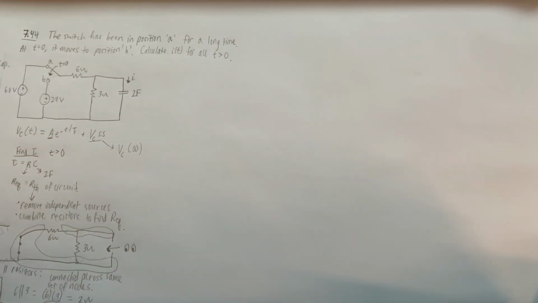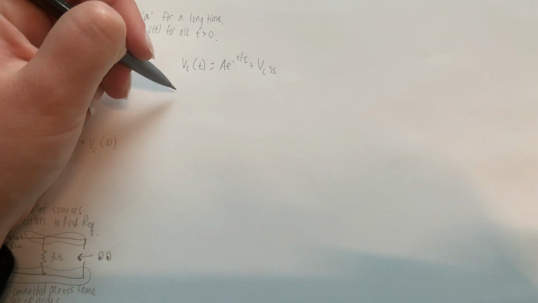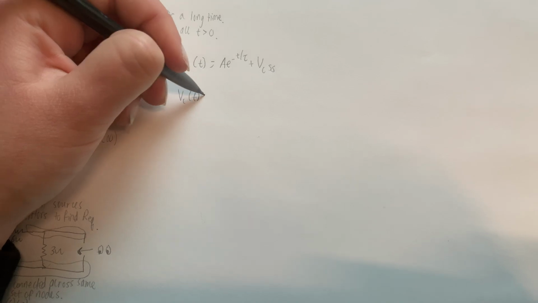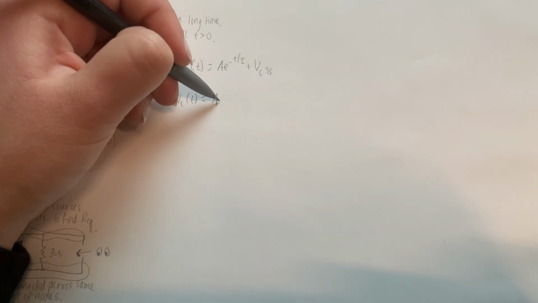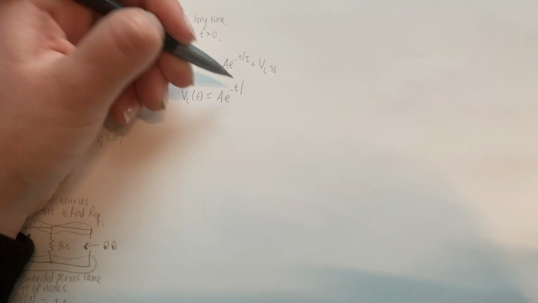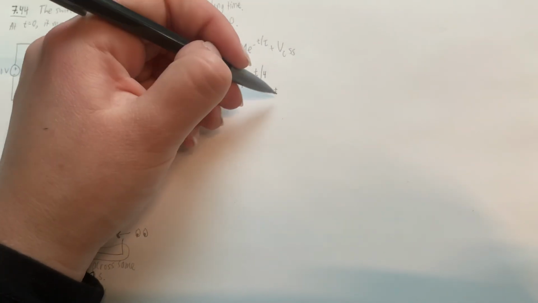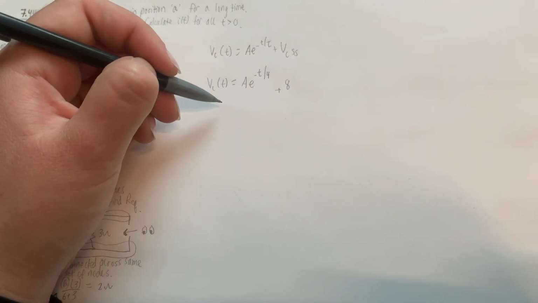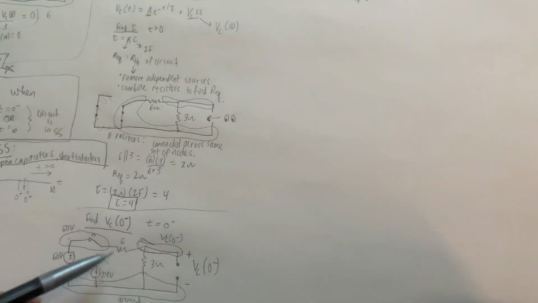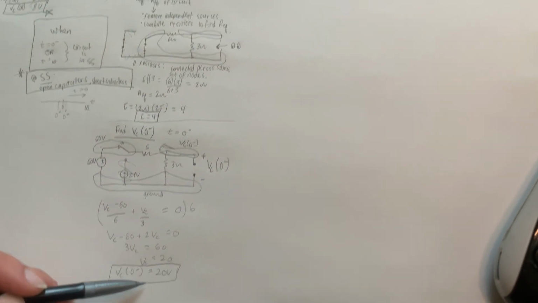Moving over here, I'm going to write out my original formula again. And now it's time to plug stuff in. So I start by plugging in tau and VC steady state. Tau was 4. So T over 4. VC steady state was 8. Now what I need to do is plug in that initial condition I found. So VC of 0 minus is equal to 20 volts.